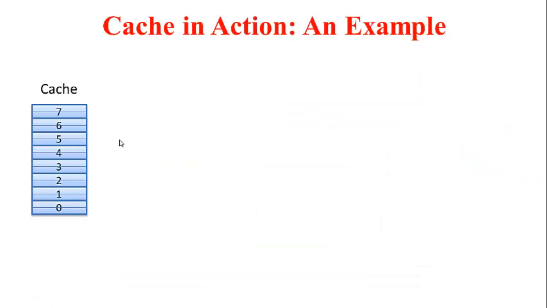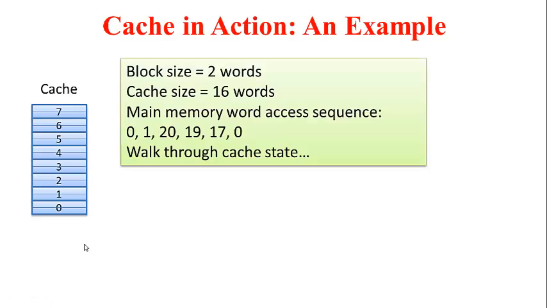Next, let us look at a cache in action through an example. Here I have taken the same cache as earlier, where we had 8 cache blocks, each of 2 words. And let us say that the processor accesses the following main memory word addresses.